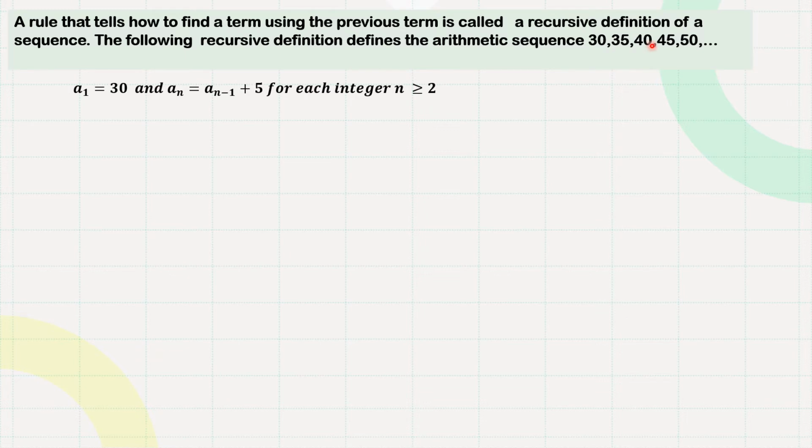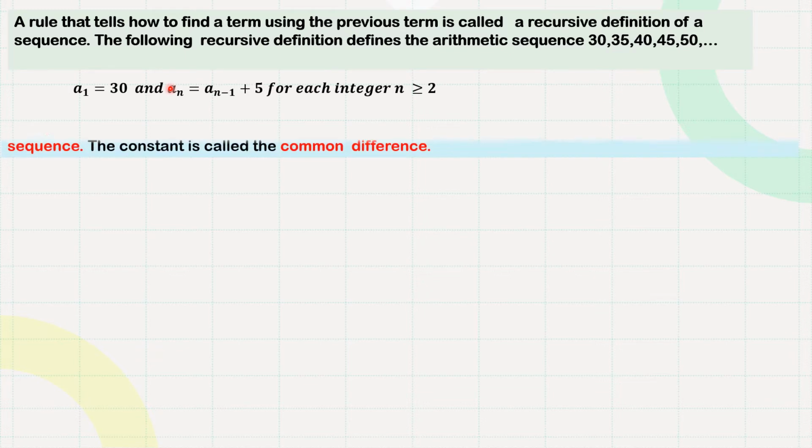So, for the third term, n is 3. 3 minus 1 is 2, meaning the second term. So, the second term plus 5 equals the third term. Next, for the fourth term, n is 4. So, 4 minus 1 is 3. Meaning, a sub 3, or the third term, plus 5 is the fourth term, and so on and so forth.